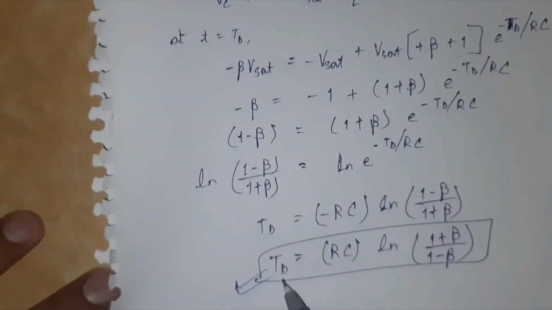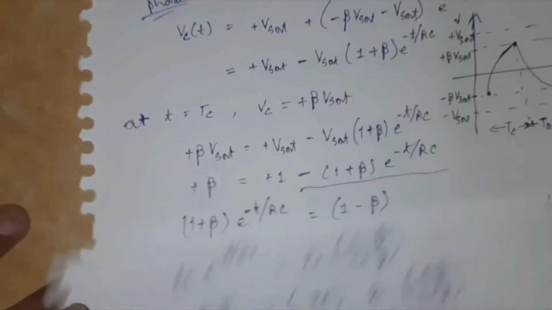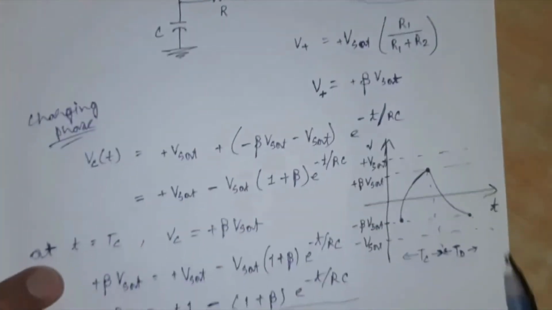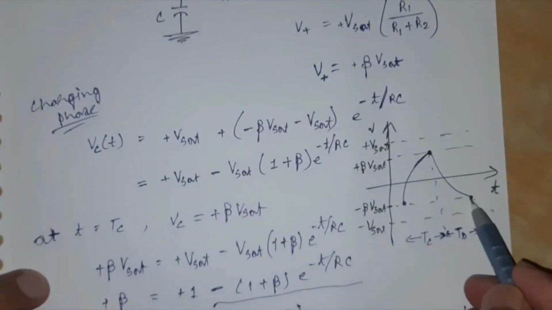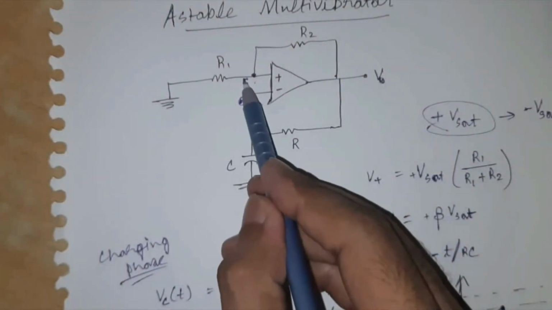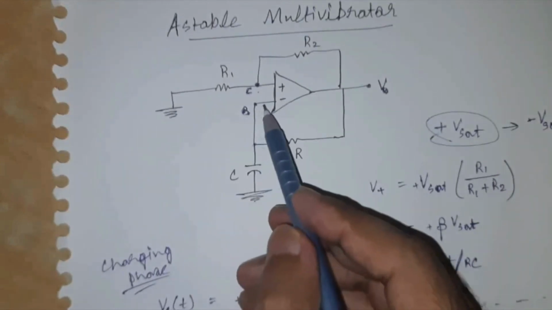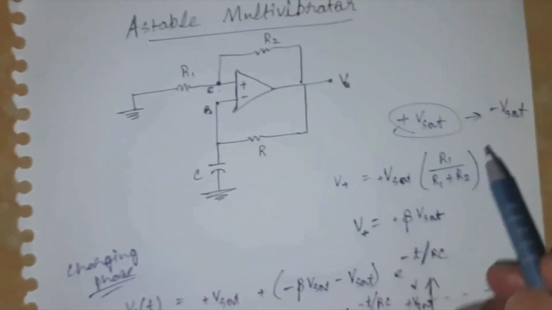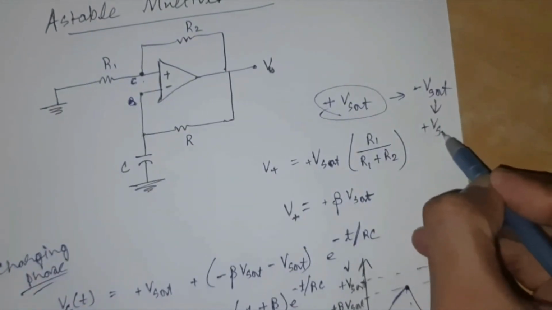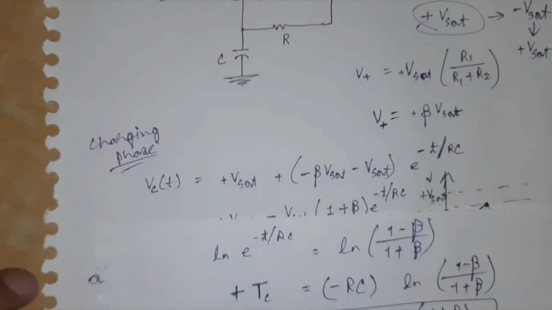Now what happens after this time Td? This voltage at point B crosses the minus beta Vsat and goes towards a lower negative value. So this point C voltage automatically becomes higher than this, and hence again from minus Vsat the output value becomes plus Vsat.